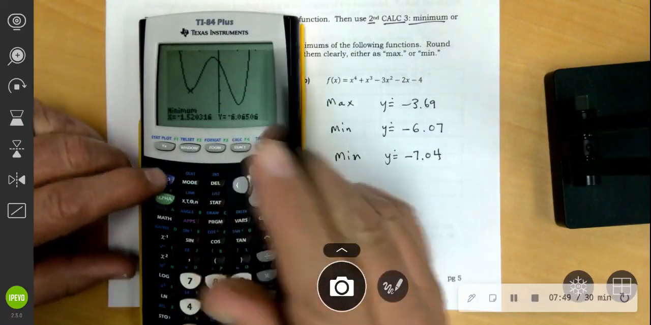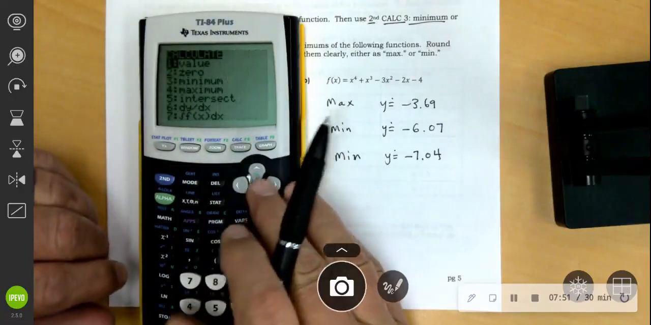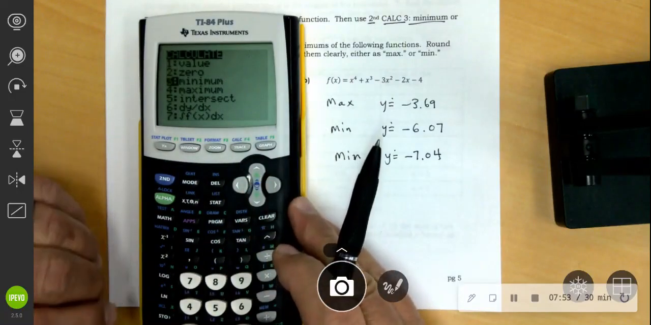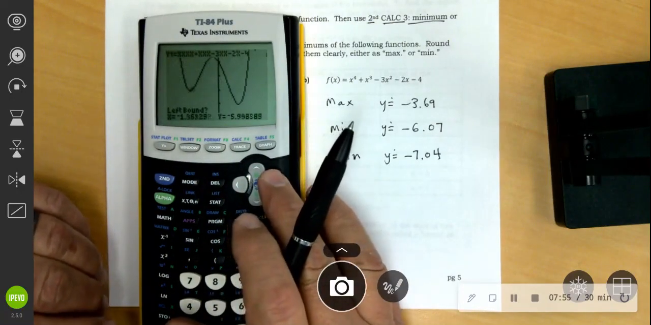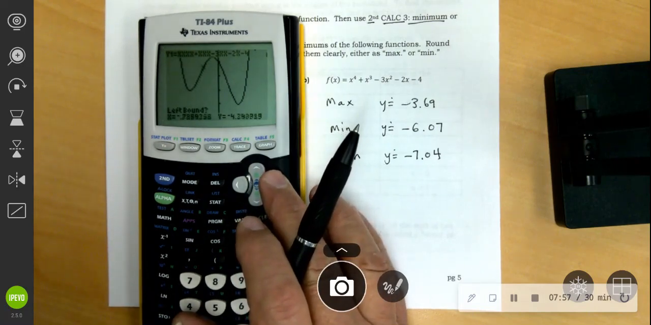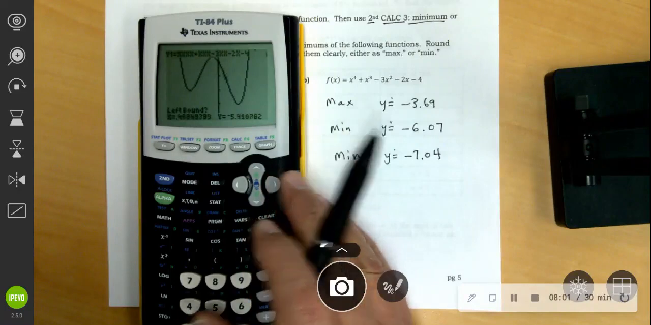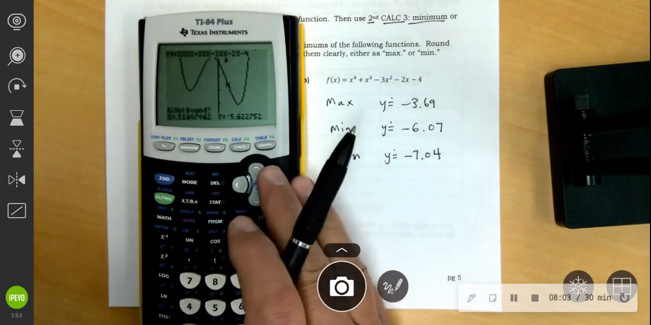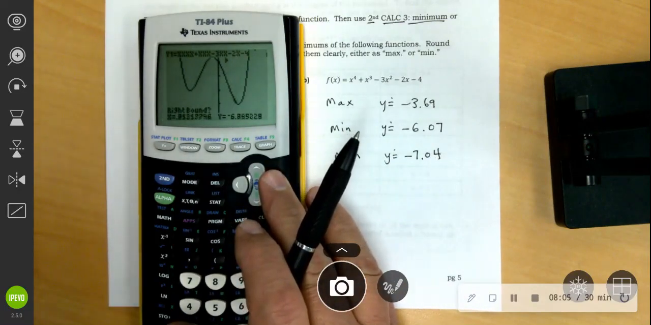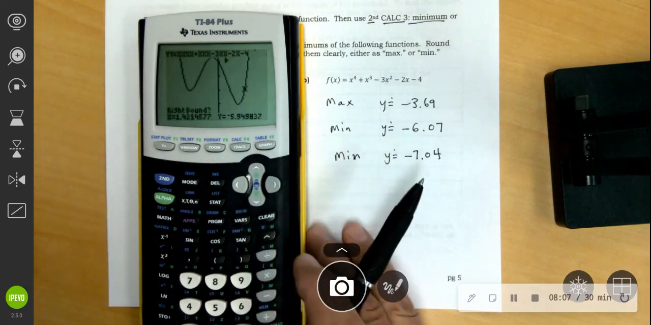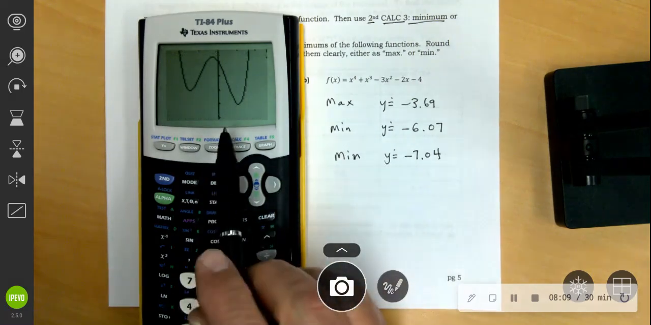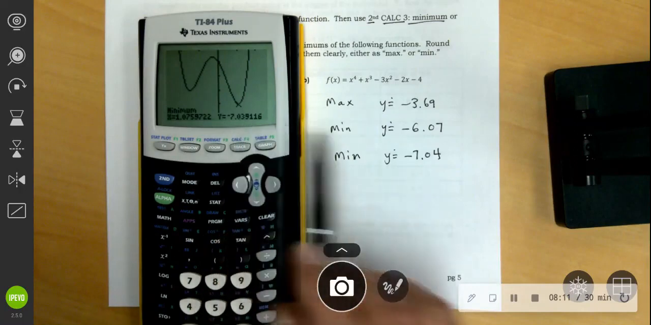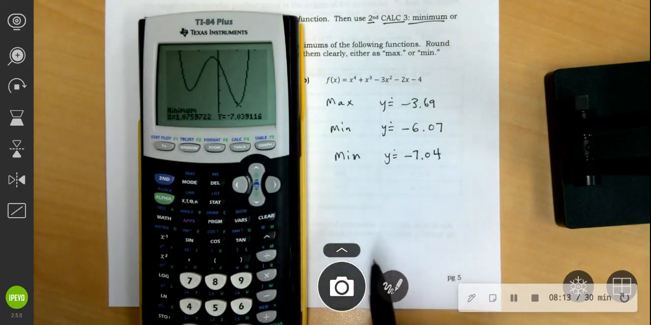All right, one more valley over here. Second calc, choice 3, valley, minimum. And you got to scroll all the way over to the left-hand side of that little valley. Hit enter. Now, once you go to the other side, the right-hand side, and once you're over there, hit enter twice. And here we go, negative 7.04. And that's how I got that last answer.